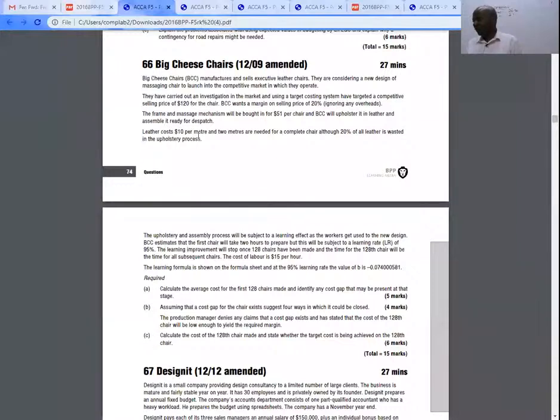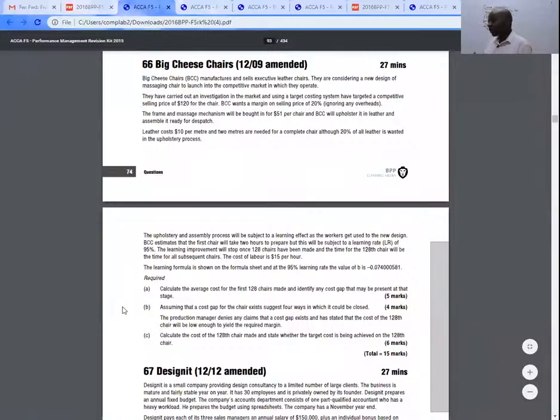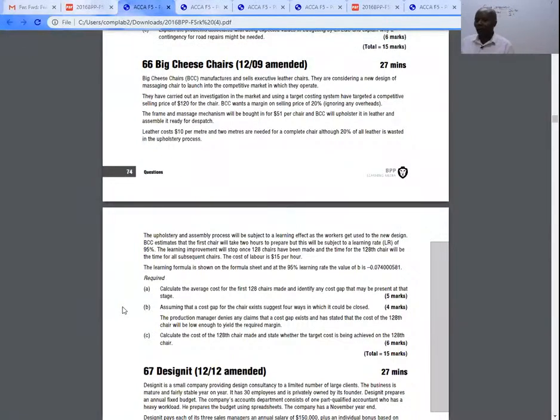Somebody give me 2 divided by 0.8. Thank you very much. So this one gives us 2.5. So when it comes to buying, I will buy 2.5 meters. So don't write this, I'll buy 2.5 meters.